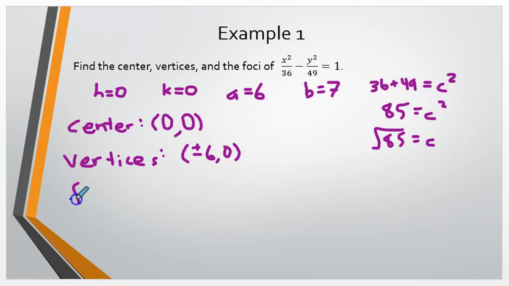And then for the foci, I told you that a and c always go in the same direction. So since a is tied to the x variable, since it's going in the x directions, that means c will be as well. So I'm going to start from the center, but add and subtract the square root of 85. So plus or minus square root of 85, comma, 0. And those are all the components for this example.